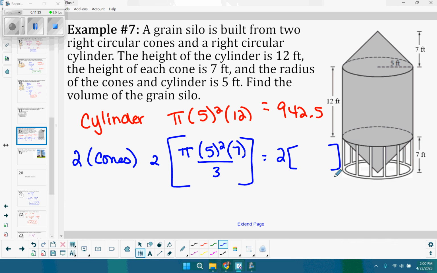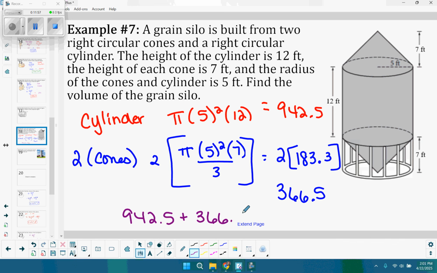So for just one cone, I had 183.3, and when I've doubled that, I rounded that, so when I doubled it, it's actually 366.5. And now I can add these two things together, the 942.5 plus 366.5. Oops. You can't see what I did, but I multiplied them. So 1,309 cubic feet.